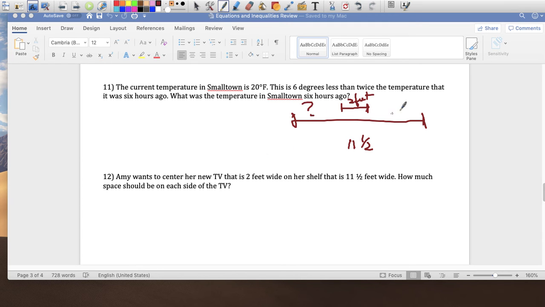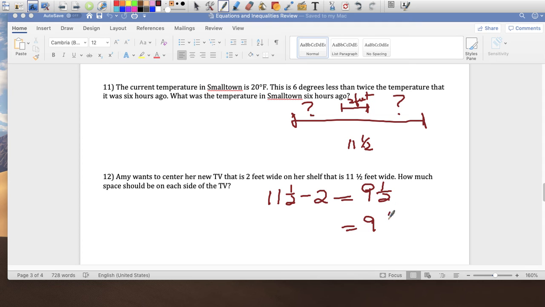How much space? So we want to know how much space is here and how much space is here. So for this one, what do we have to do? If this is your shelf, 11.5 feet across, and you're going to put something 2 feet over here, I want to make an equation out of this. Let's do it this way for now. 11.5 minus 2 is going to be 9.5.